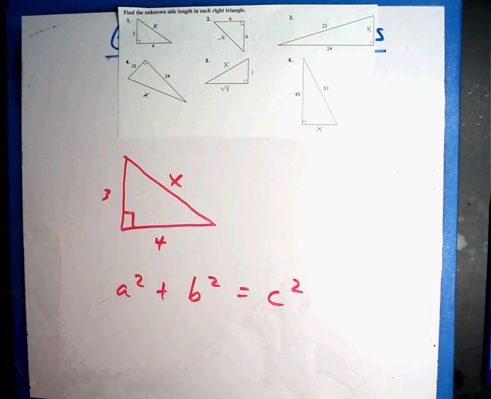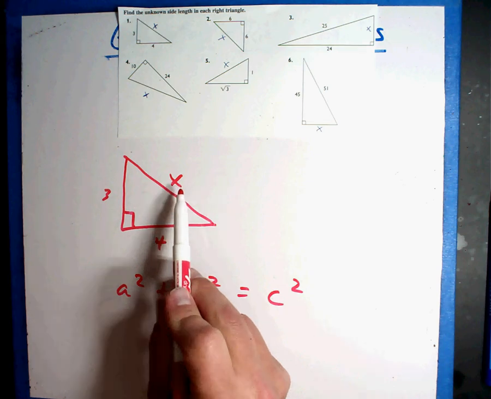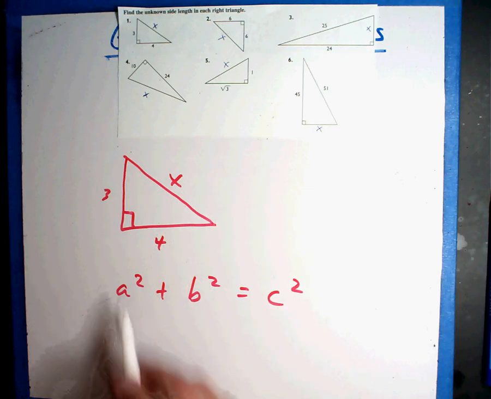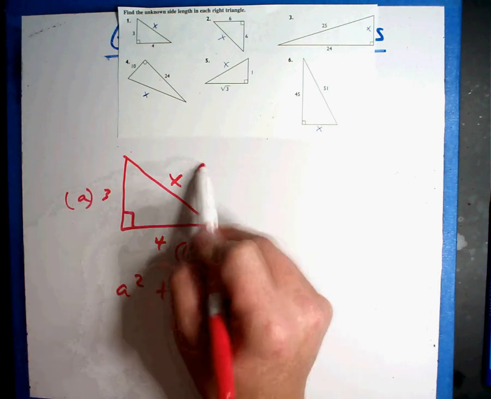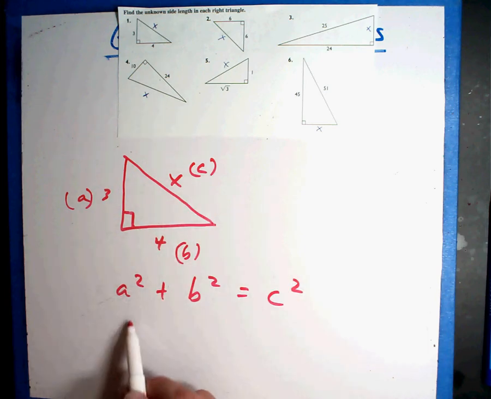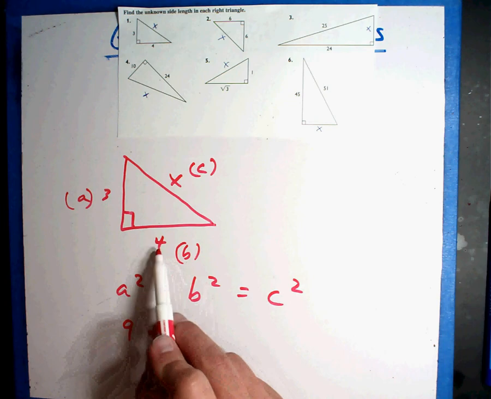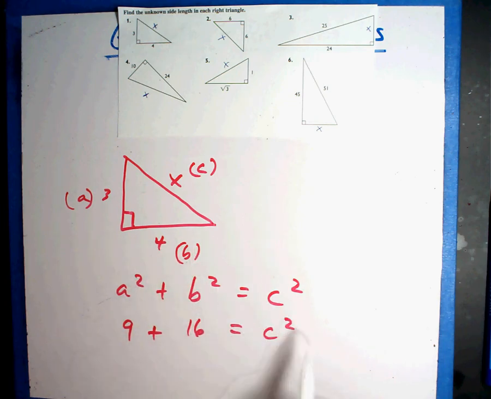Now remember, as soon as you see a right triangle and you're trying to get a side, if you don't remember the formula, go to that math chart that they give you and find the Pythagorean theorem. A squared, okay, we'll call this A, we'll call this B, and we'll call this C. Remember, C is always the longest side. A squared, 3 times 3 is 9. B squared, 4 times 4 is 16, is C squared. 9 plus 16 is 25, equals C squared.